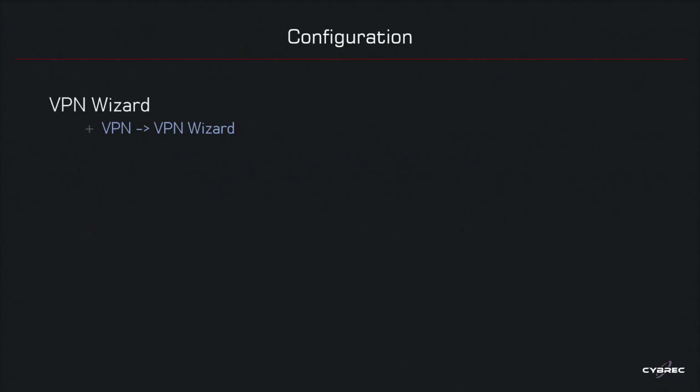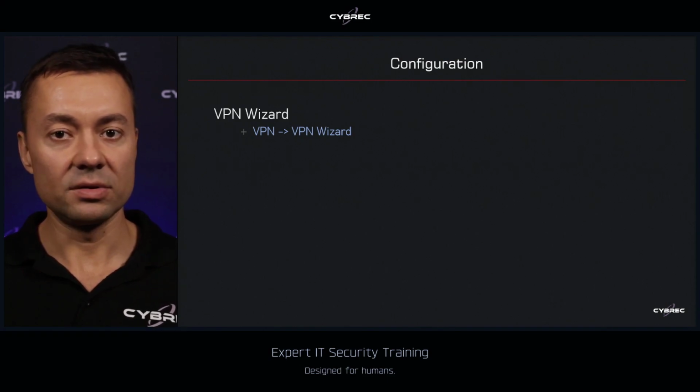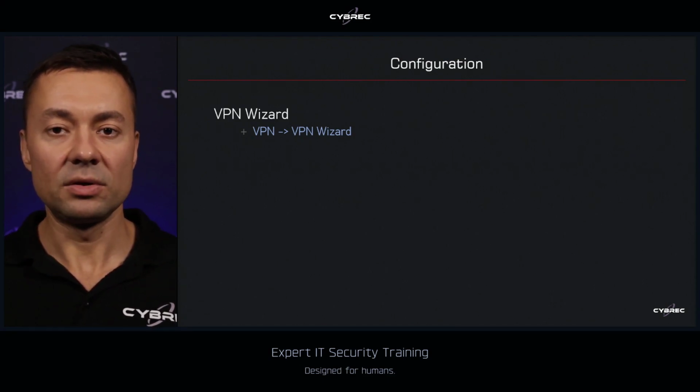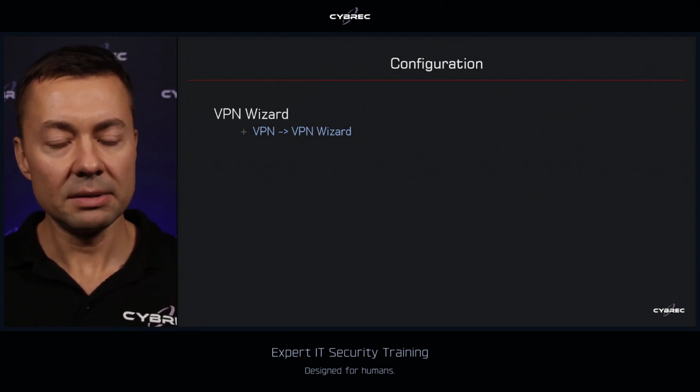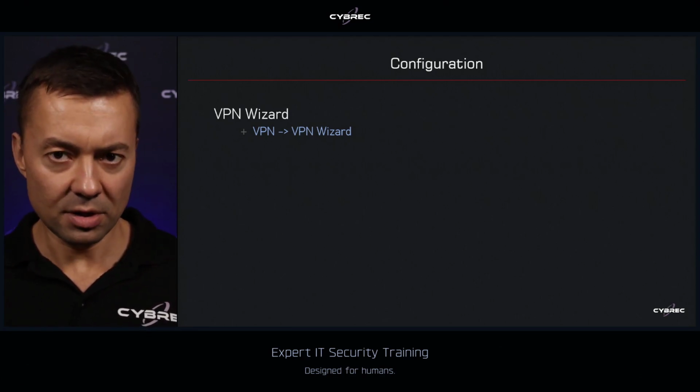There are two ways that we can configure VPN tunnels on FortiGate. Actually, three ways. The first method, the easiest one, is going to be to use what is known as a VPN Wizard. The second method is going to be to configure a tunnel manually using the VPN tunnels option. And the third method is going to be to use the command line.